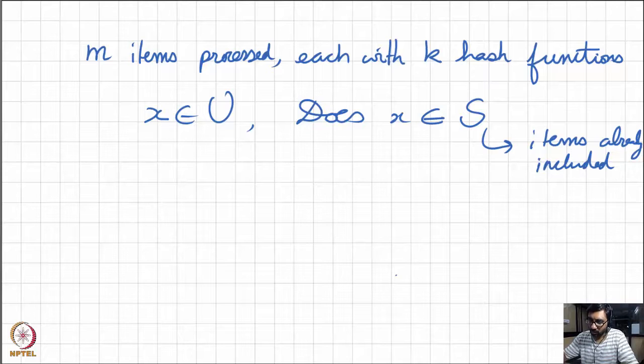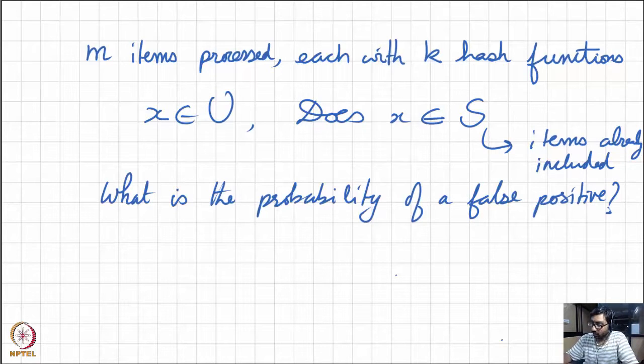If all of them are set to 1, we're going to say yes, this item x is already in the set S. Of course, this could be wrong with some probability, which we have to analyze carefully. But on the other hand, with good probability, if this item is not already in S, we should be able to report that it's not already in S. So now, what is the probability of a false positive?